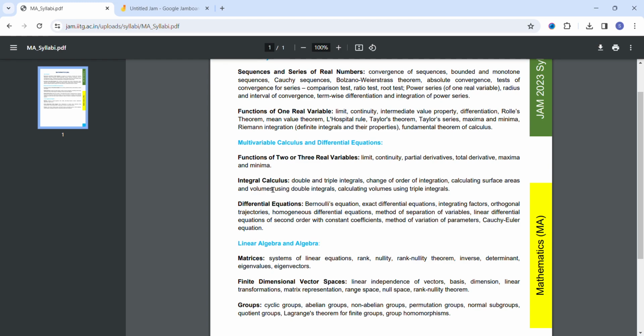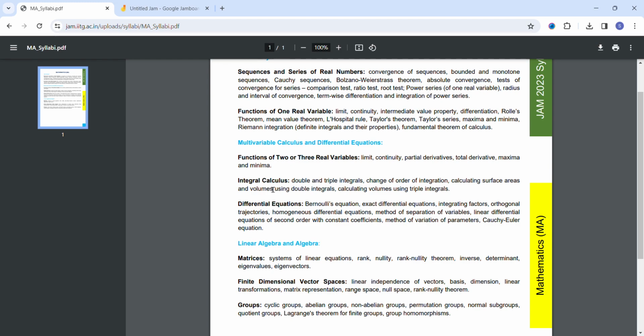Okay, and also in integral calculus, not only change of order, I forgot that, you should know how to change variables in two variables. In one variable we can directly change the variable, but in the case of two variables, when you change the variable, you need to compute the determinant of some matrix.